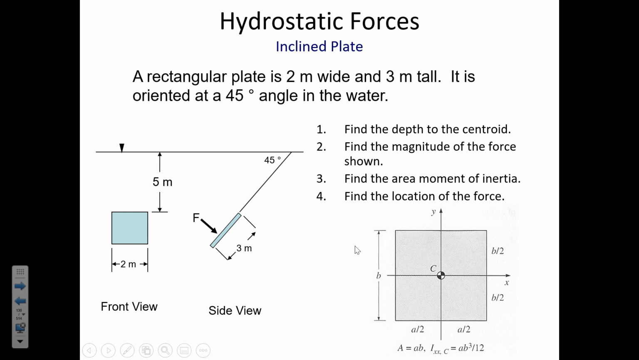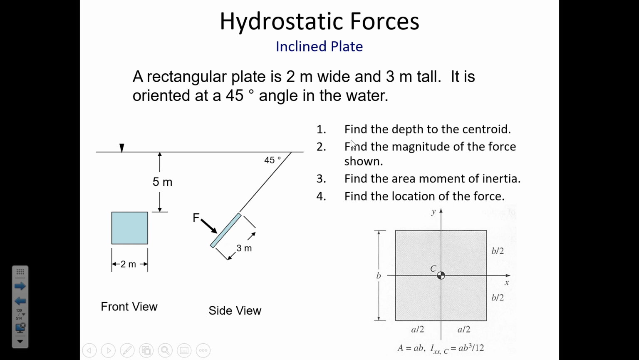Okay, so here we've got a rectangular plate. You can see from the front view it's 2 meters wide. From the side view you can see it's a 3 meter height dimension. And it's oriented at a 45-degree angle. Even though it's tipped over like this, we still use the full 3 meter height as B. So A is 2 meters and B is 3 meters. It doesn't matter that it's tipped over. It doesn't change the dimensions of A and B.